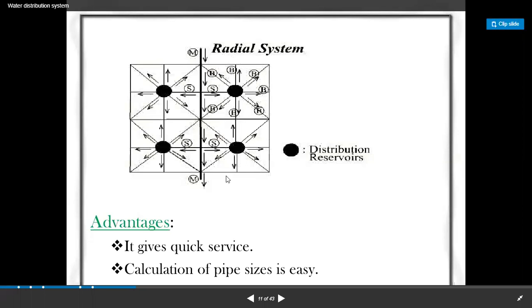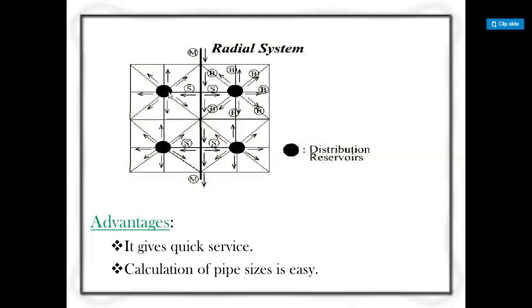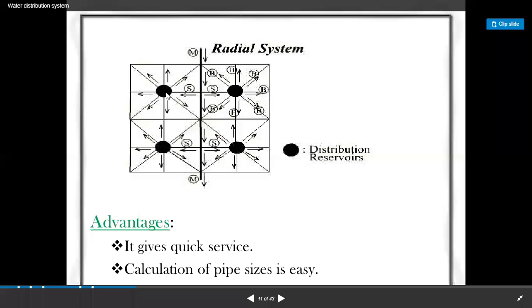See, it is one area or one city. It has 4 zones: zone 1, zone 2, 3, 4. Then for every zone, for every square, there is a distribution reservoir in the middle, and from this distribution reservoir the pipes are placed towards the periphery or towards the ends. See, this is a radial system.